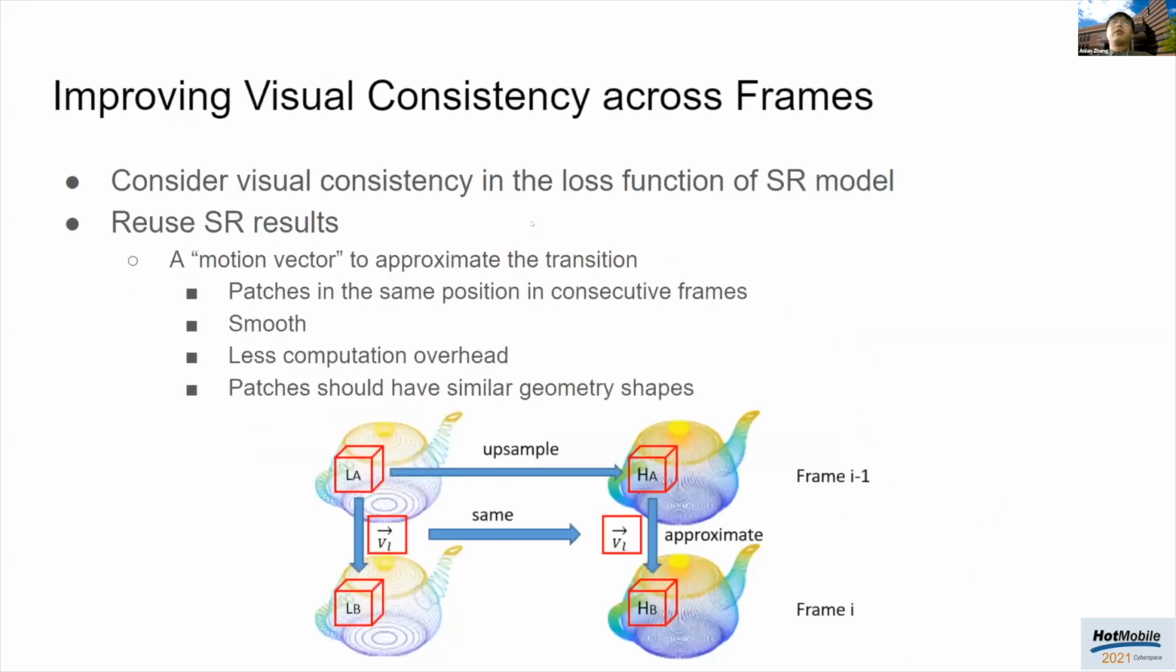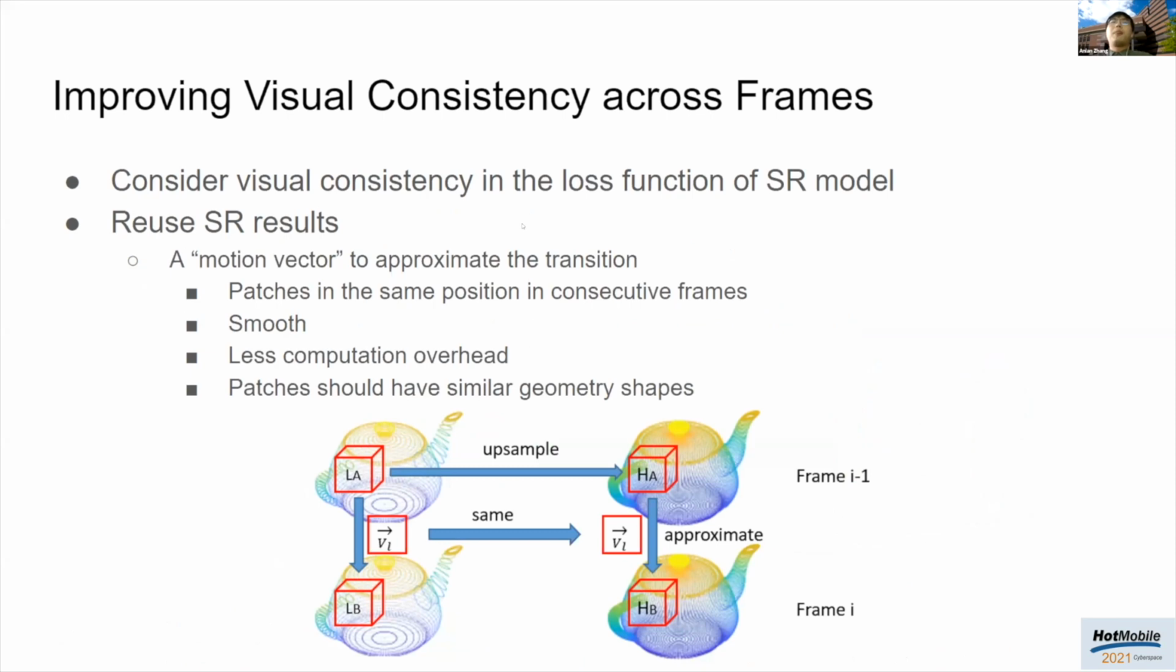After speeding up the 3D SR, we now consider improving visual consistency across frames. A potential way is to consider visual consistency in the loss function of the SR models. We also explore another approach, which is reusing SR results.